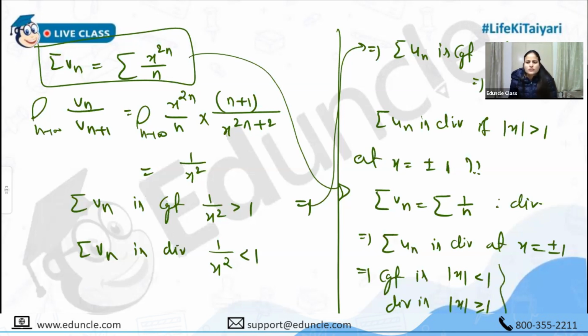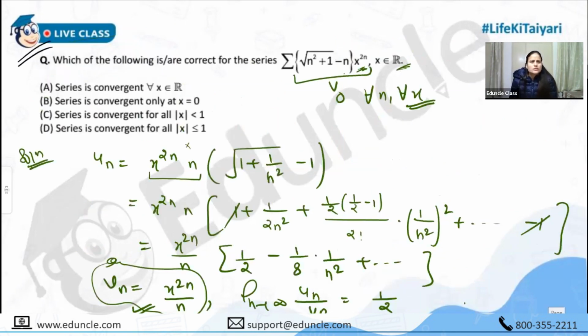So let's go back to the options. Series convergent for all x in R, no. Series converge only at x equal to 0, no. If the word 'only' would not be here, then series convergent at x equal to 0, yes, it is correct. But here we have series convergent only at x equal to 0, so the word 'only' is causing the problem here. Series convergent for all x less than 1, okay. Series converge for all x less than or equal to 1, no. So only option C is correct here.